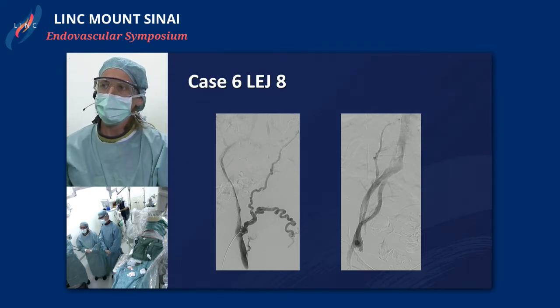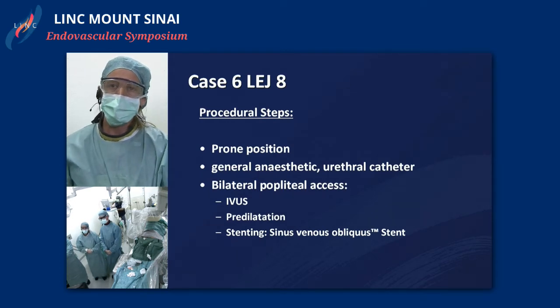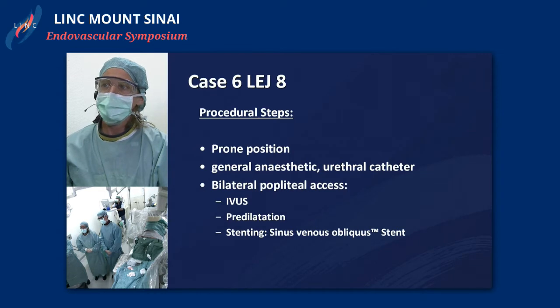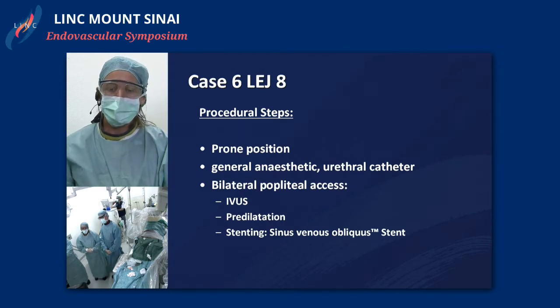The patient is in a prone position due to the popliteal access, under general anesthetic, and we will also show you the May-Turner syndrome with an IVUS, perform pre-dilation, and we decided to use a venous obliquus stent for the left May-Turner syndrome. Thank you very much.